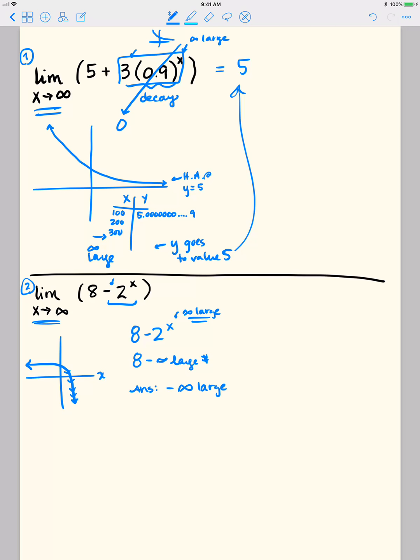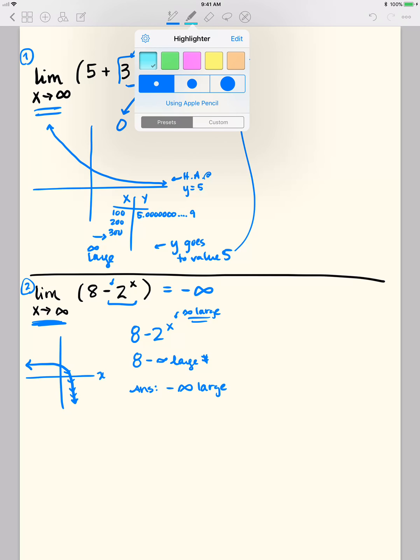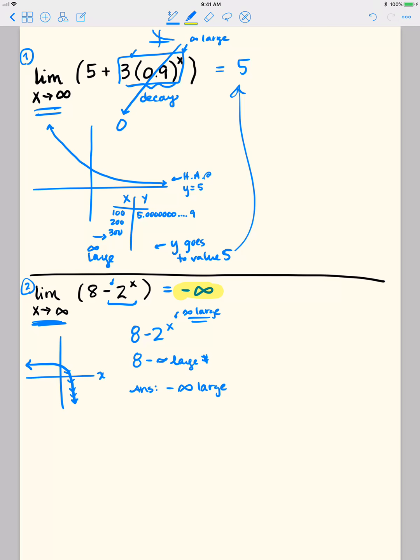So here, for the limit of this function, as x gets infinitely large, as x goes to infinity, the function behavior and the function values will actually go to negative infinity, and that is the answer to the limit value for this function, negative infinity. Okay.